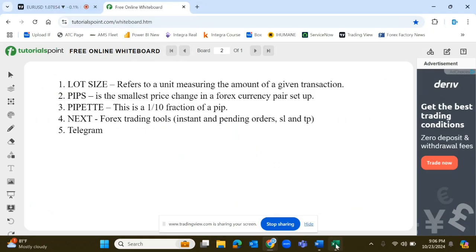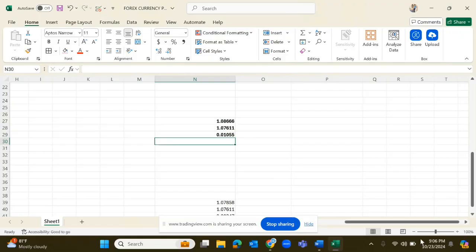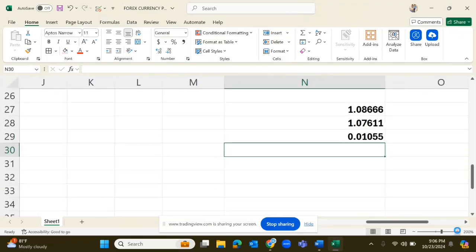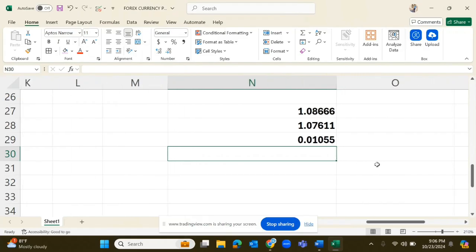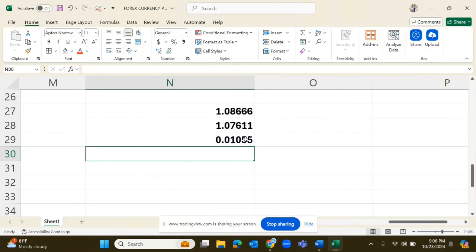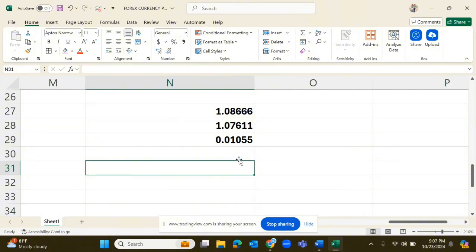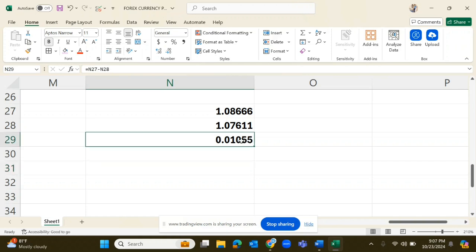So now, if you look at this calculation that we made, let me enlarge this so that it becomes very big and you will see it clearly. We said the fourth decimal point is what is our pips. Now this is 105, but the 1/10 of the pip is what we call pipettes. So in this very result, we have 105 pips and then 5 pipettes. So that is what it means.